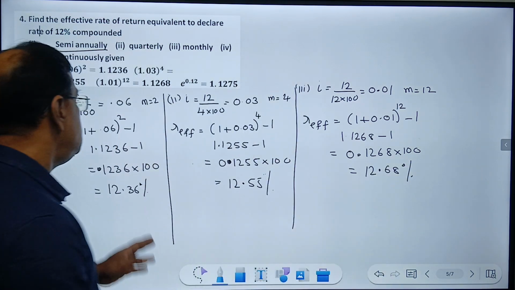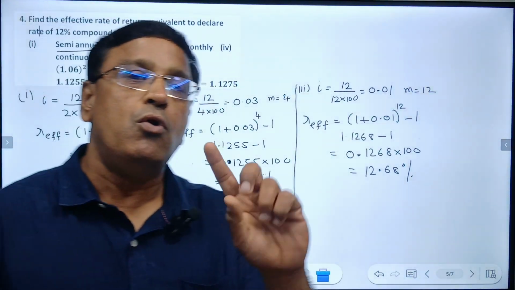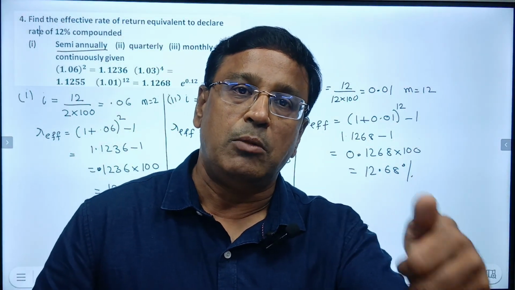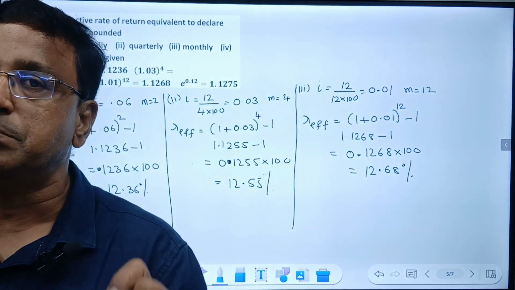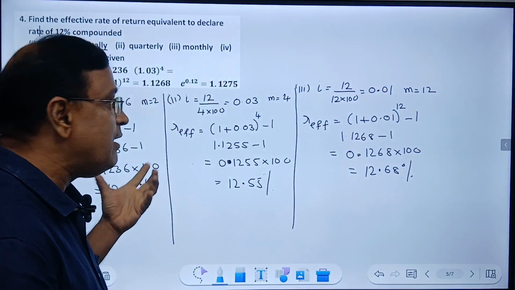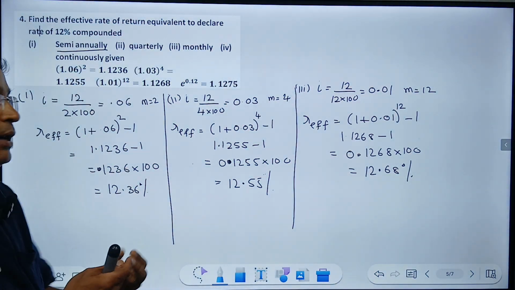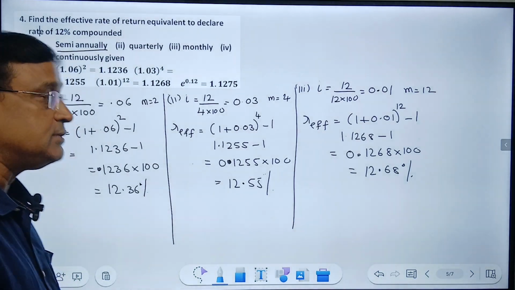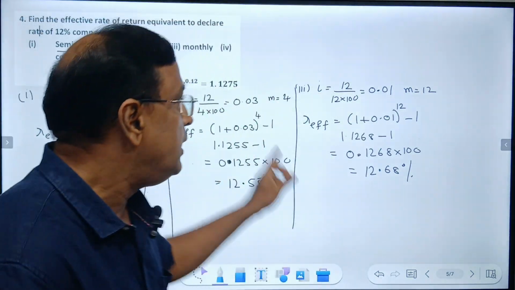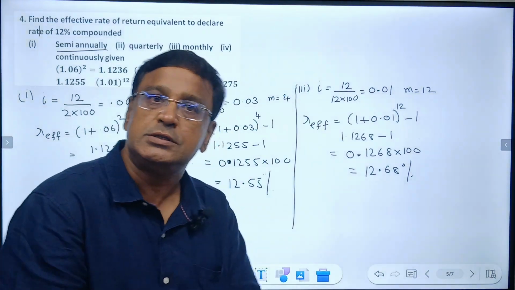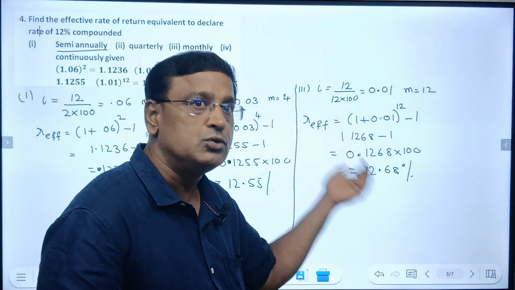Again, you compare it. See, gradually the interest rate is increasing. As I told you, the more you compound, if the number of times the interest is paid in a year increases, your effective rate of interest will also increase. Your 12 will not be 12, it will be 12.36 if it is semi-annually, 12.55 if it is quarterly, and 12.68 if it is monthly. See, it's almost 13, it's coming closer to 13.